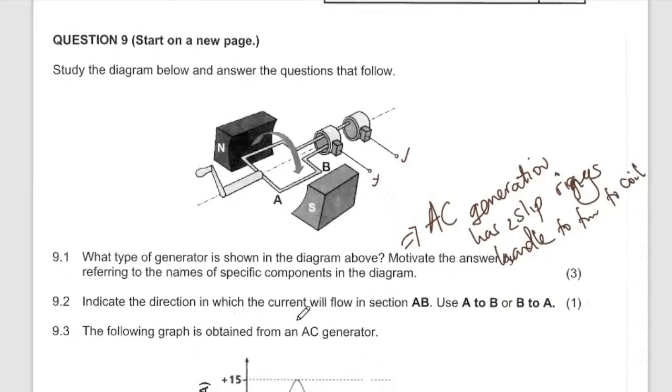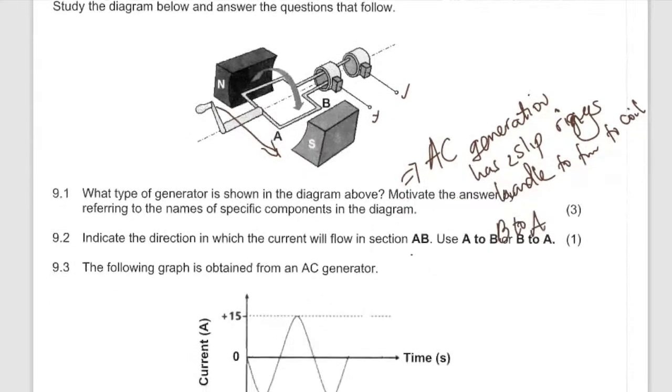Then indicate the direction in which the current will flow in section A. Since we've seen the field to be moving in this direction, we want to get the current. So using the right-hand rule, we can see that it's moving in that direction. So it's going to be B to A.